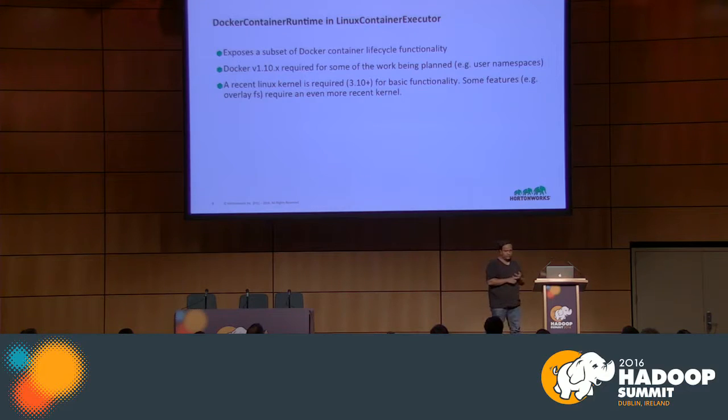In terms of dependencies, we need Docker 1.10.x. Some of the work that we are planning in terms of new user namespaces, actually I think you might even need 1.11 for user namespaces. And you'll need a more recent Linux kernel, 3.10 plus. And if you need user namespaces, you might need an even more recent kernel.